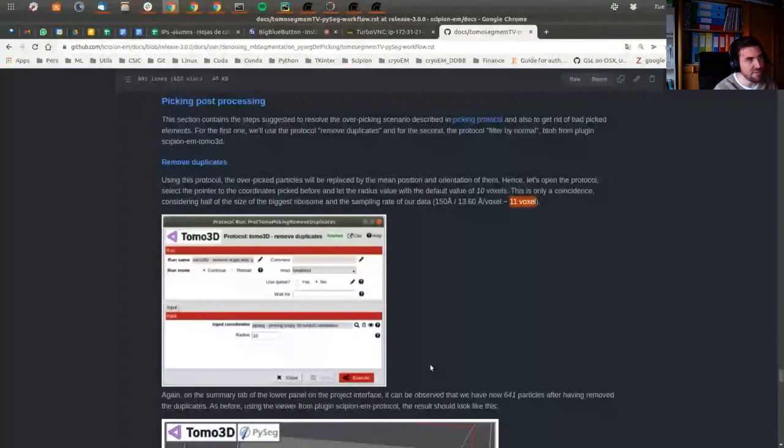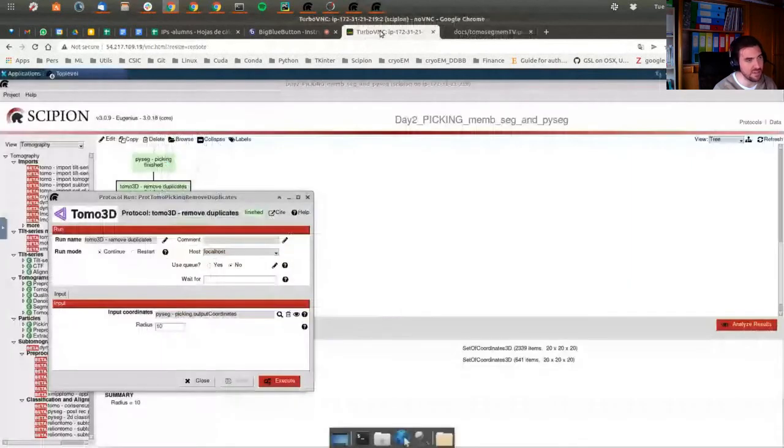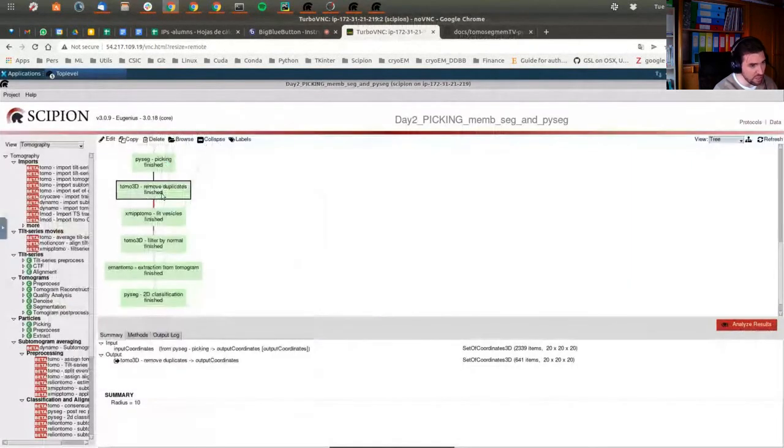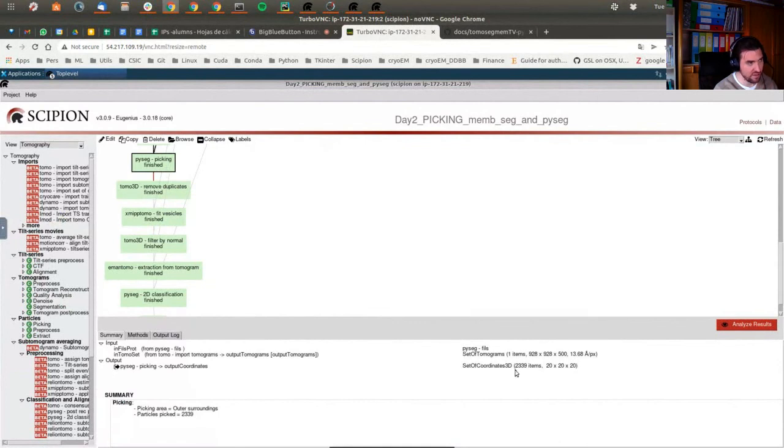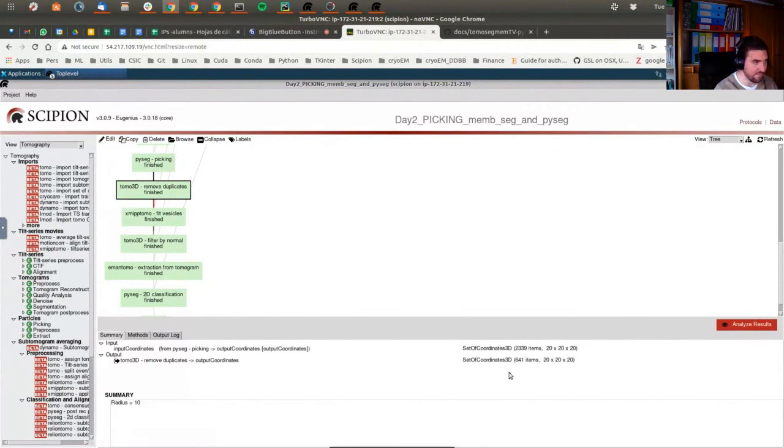After that, this is very fast. All these executions take just a few seconds. We have gone from more than 2,000 particles picked to 641 particles, which means that there was a lot of overpicking.